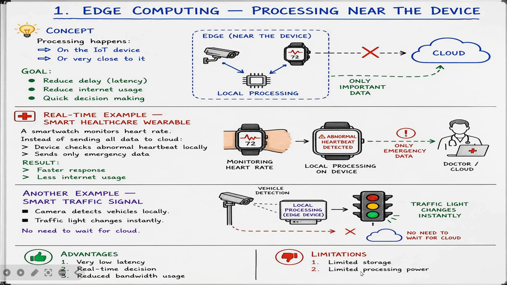Now, there are some limitations also, that is, it has limited storage. The IoT devices used here have very small memory, therefore they cannot store large data, and this limits the long-term data handling. Second is limited processing power. Because the devices are not as powerful as the cloud servers, complex tasks may not be handled efficiently here. One example you can give for this is like a student who solves easy problems themselves instead of asking the teacher every time. That is the classroom analogy for edge computing.